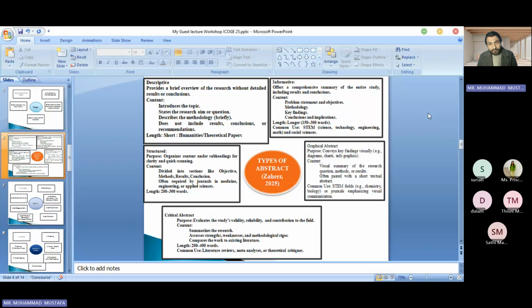So these are the 5 types, but there is also a type that I have not mentioned in this slide, that is the unstructured abstract. The unstructured abstract is just the opposite of the structured abstract. In a structured abstract, we have the option to use subheadings. In contrast, in the unstructured abstract, we are not allowed to use subheadings.